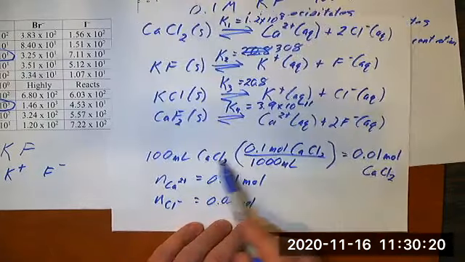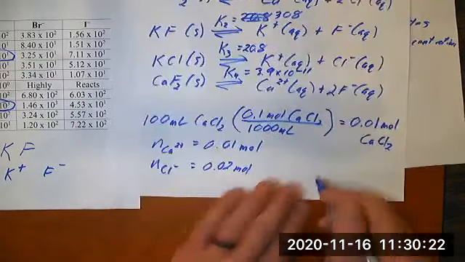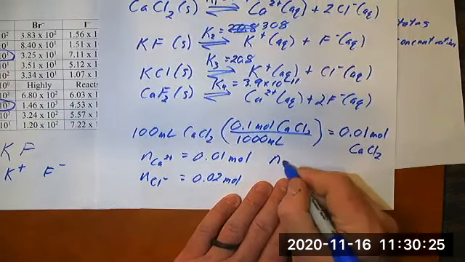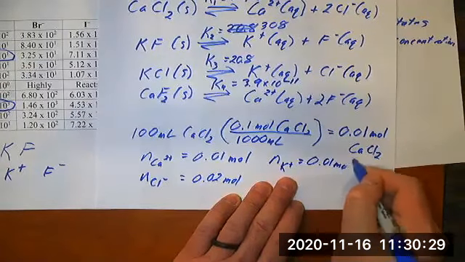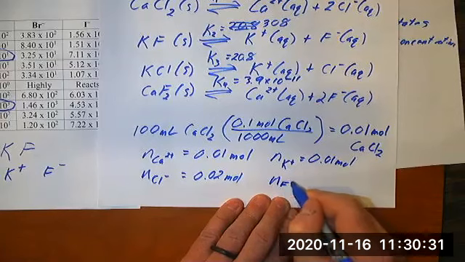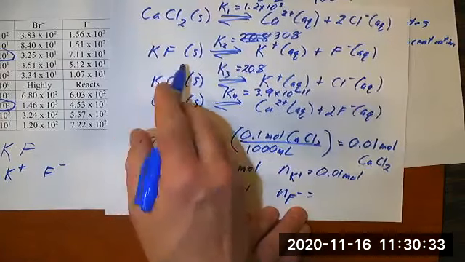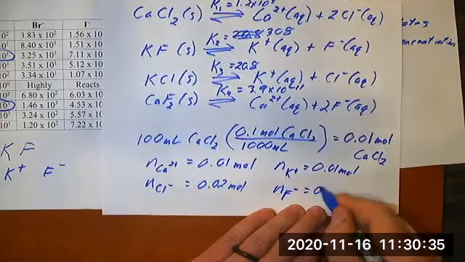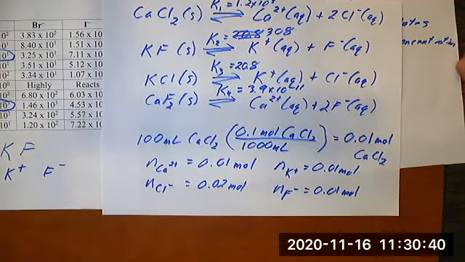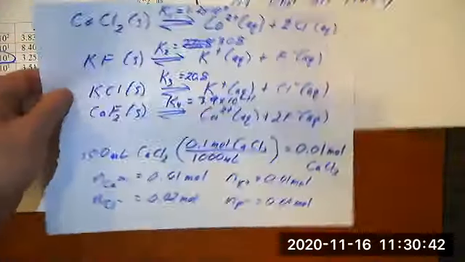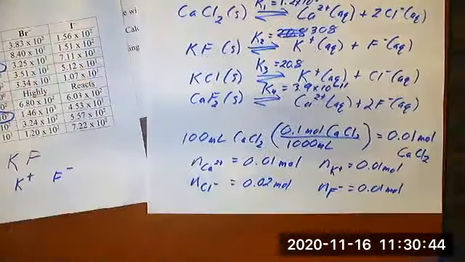Now we also have our potassium fluoride. The calculations, the numbers are going to be identical. So our number of moles of potassium is 0.01 moles, and the number of moles of fluoride, this is a 1-to-1 compound instead of a 1-to-2 compound, is 0.01 moles. So we have that many moles.